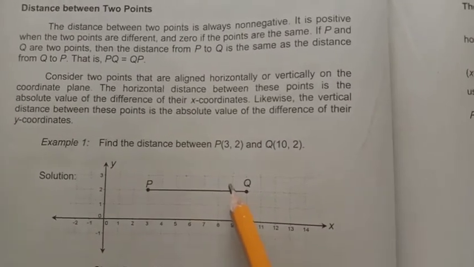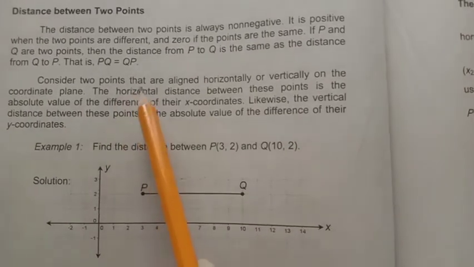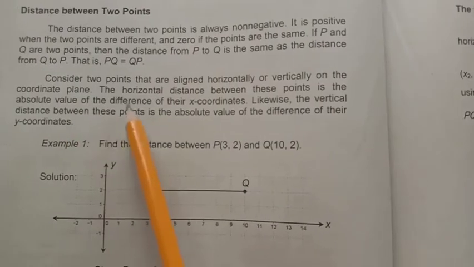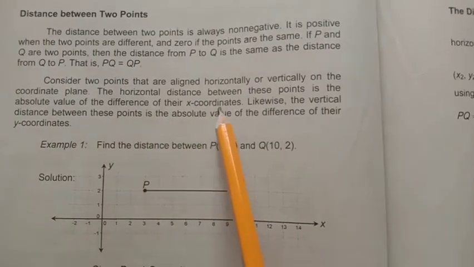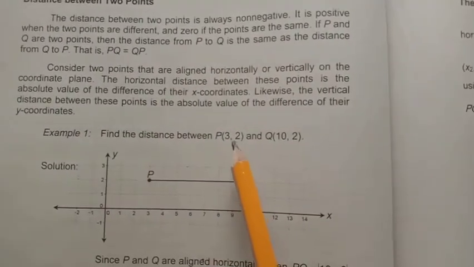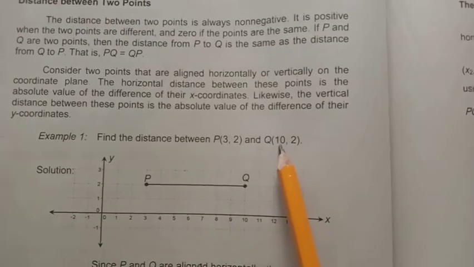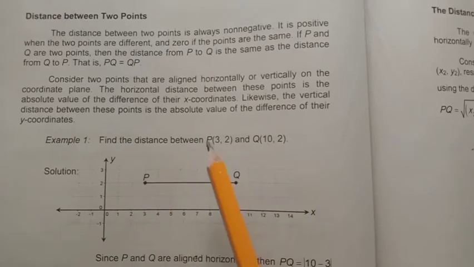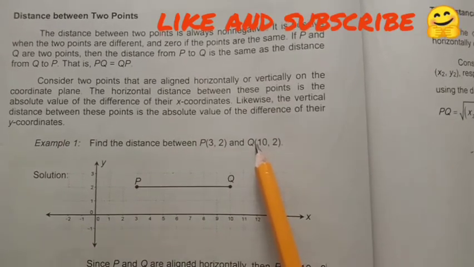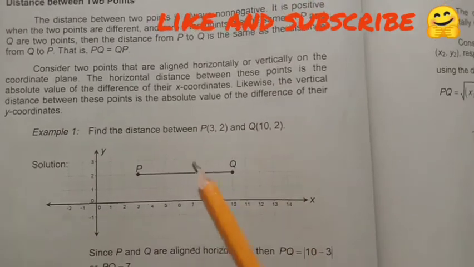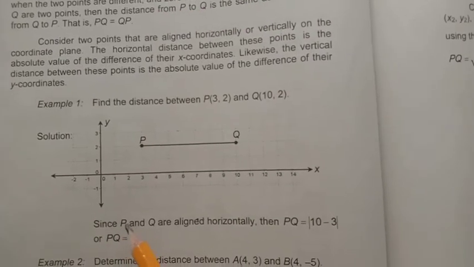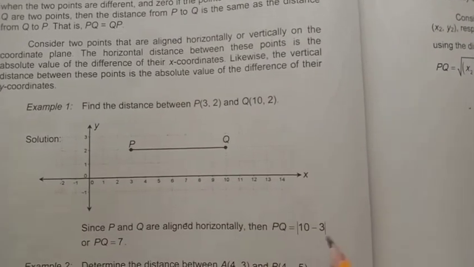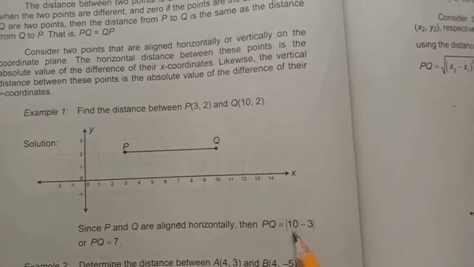So, since this is a horizontal distance, ang sabi, the horizontal distance between these points is the absolute value of the difference of their x coordinates. Ano yung x coordinates niya? 3 and 10. So, kunin lang yung absolute value na the difference between 3 and 10. So, isubtract natin siya. So, since point P and point Q are aligned horizontally, then PQ is equal to the absolute value of 10 minus 3.